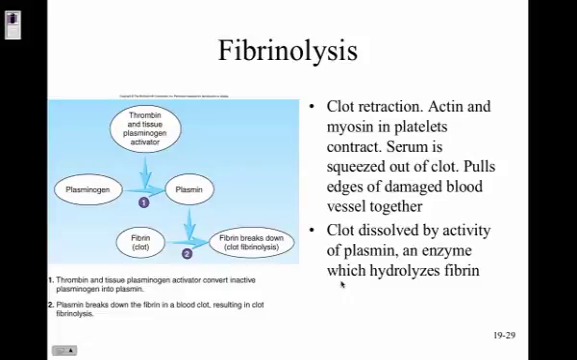Clot retraction: the fibrin has some actin and myosin in the platelets also, and they start to contract and pull everything in together. So serum is then squeezed out of the clot, the liquid part of the clot squeezed out, and it pulls the edges of the damaged blood vessel together also as it's contracting. The clot is then dissolved by the plasmin, which hydrolyzes the fibrin. Antithrombin will help activate the plasminogen.